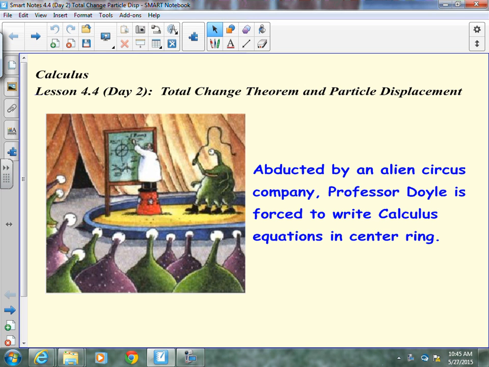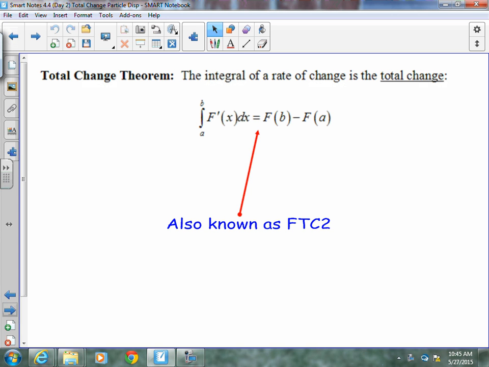All right, today we're going to talk a little bit more about what an integral does to a function and what you can actually find with an integral. So let's begin. The integral of a rate of change is the total change. This process, known as FTC2, gives us the total change from time A to time B.